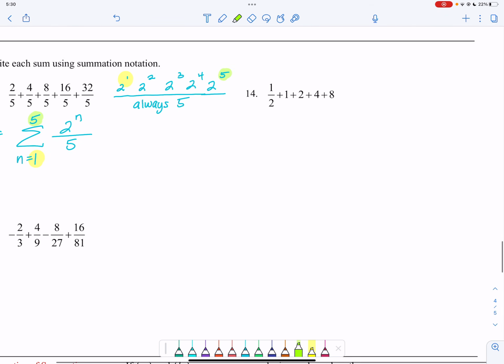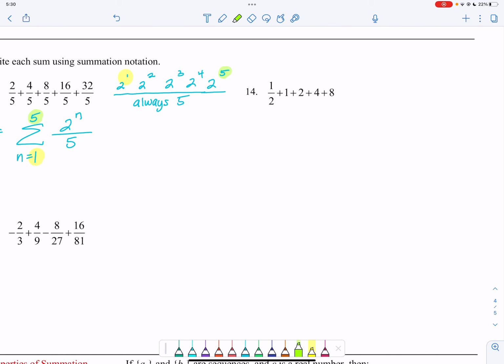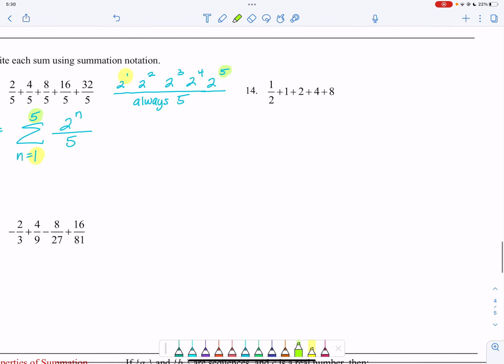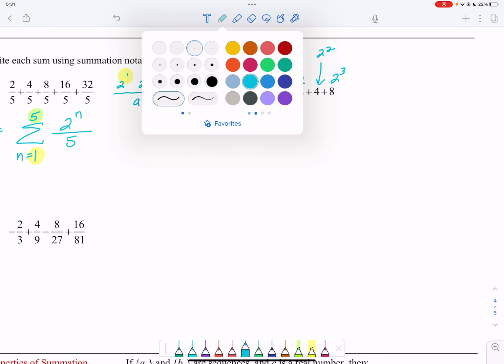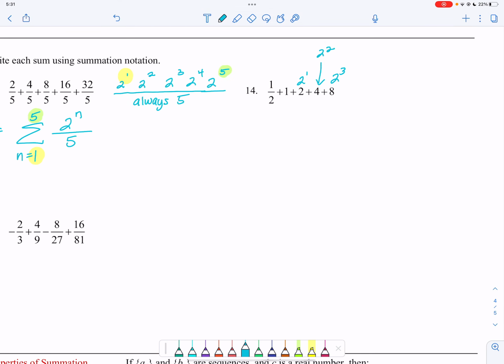Okay, let's look at number 14. As you can see, we have a 2 in the denominator when we begin. And it's kind of interesting because here I can see this 8 is a 2 cubed, and this 4 is a 2 squared, and here we have 2 to the first, and anything to the 0 power is 1. So what do you notice? This must be 2 to the negative 1.